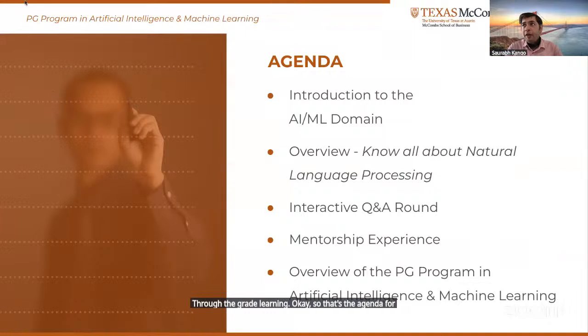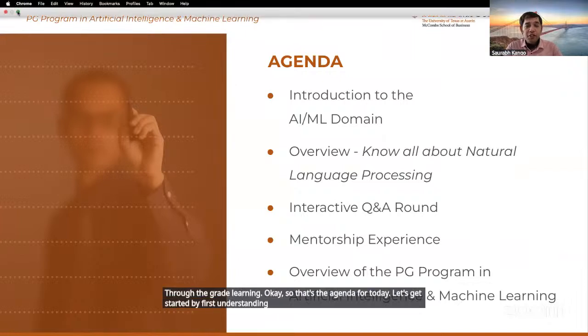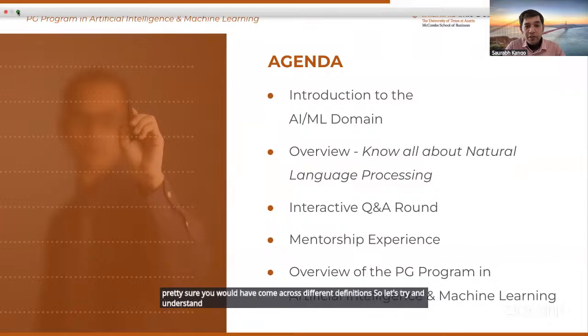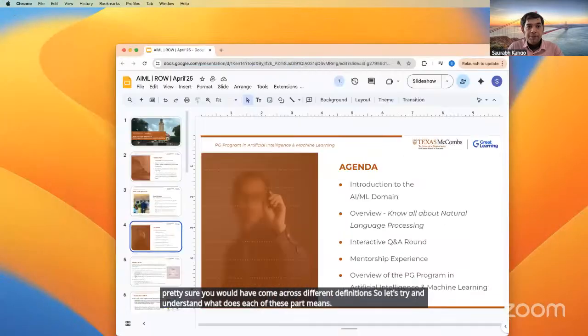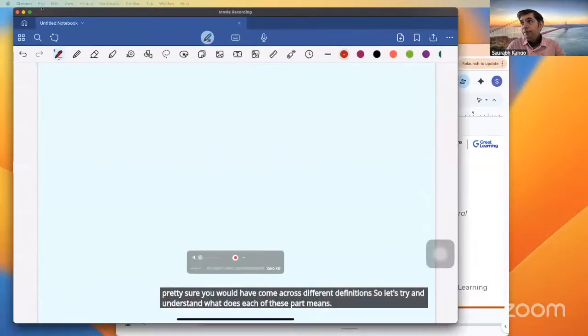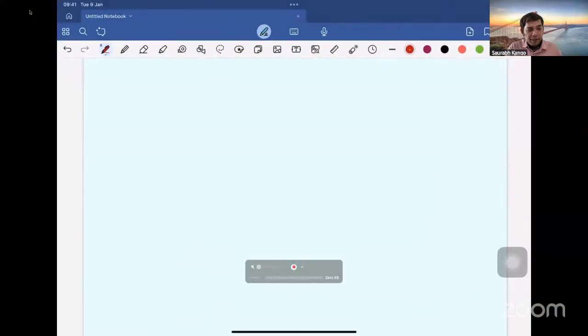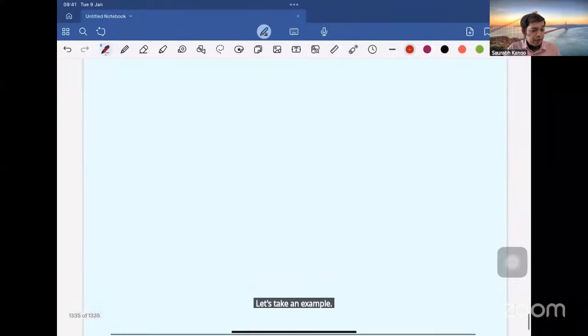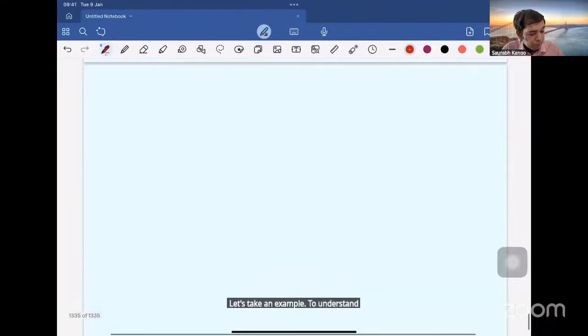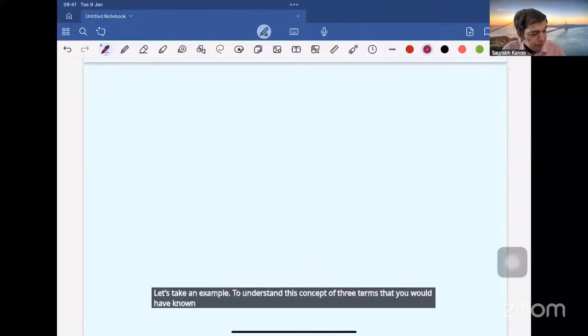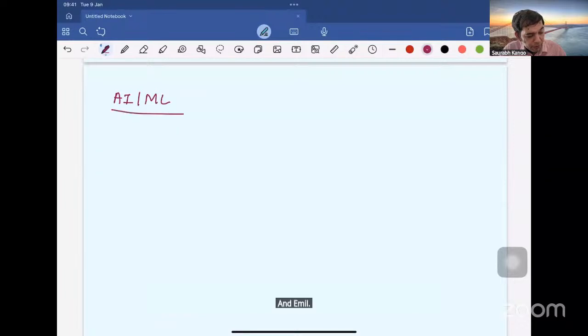Let's get started by first understanding the definitions of AI, ML, data science. I'm pretty sure you would have come across different definitions. So let's try and understand what each of these means. Let's take an example to understand these terms that you would have known, your AI and ML. Okay, let's try to understand what it really means.